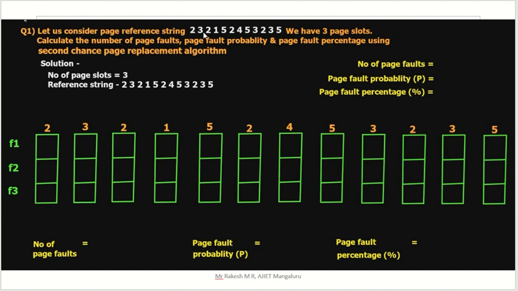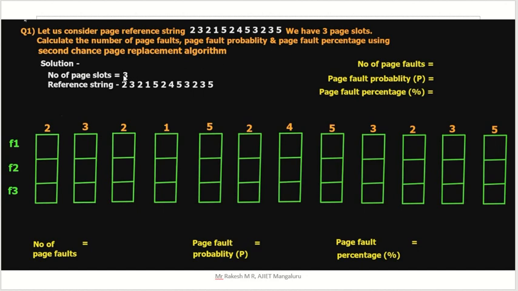That means the CPU is asking for these pages. We have 3 page slots, that means the frame numbers f1, f2, f3. In the exam you can expect 4 also. Calculate the number of page faults. Now we will start the solution.